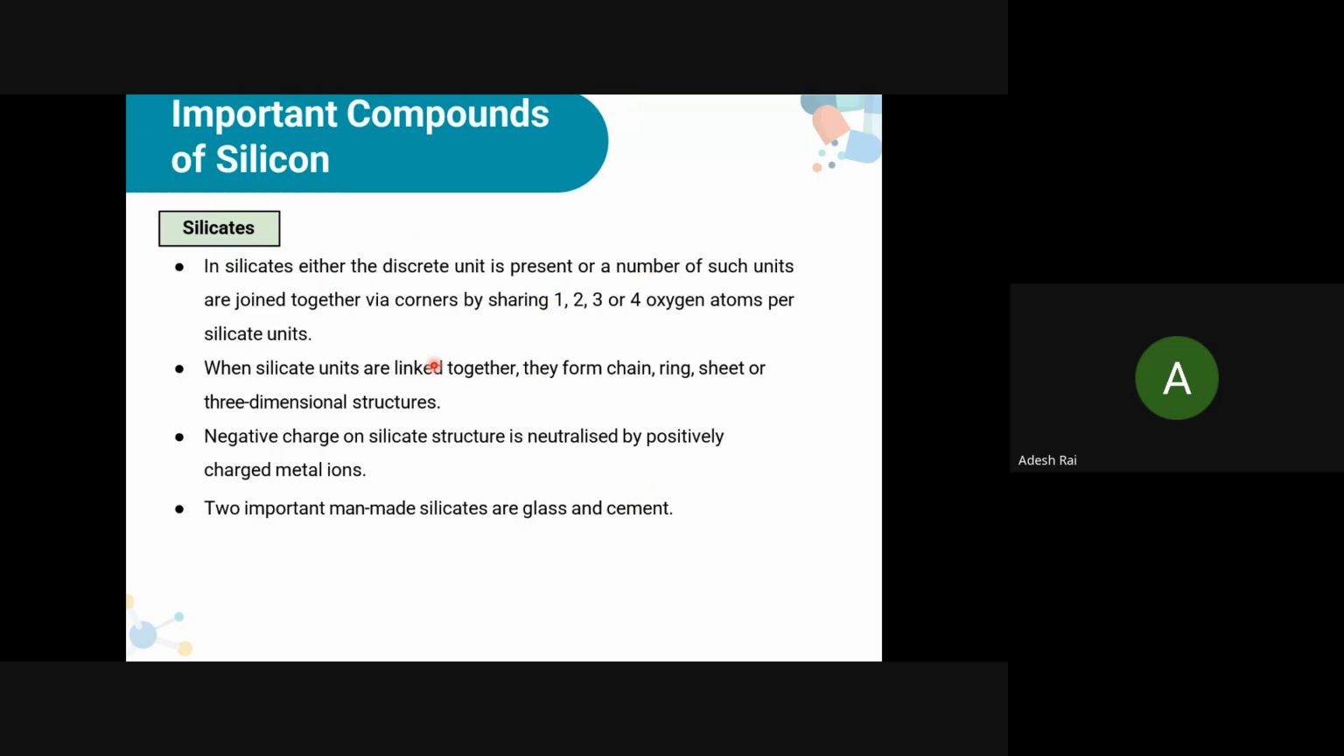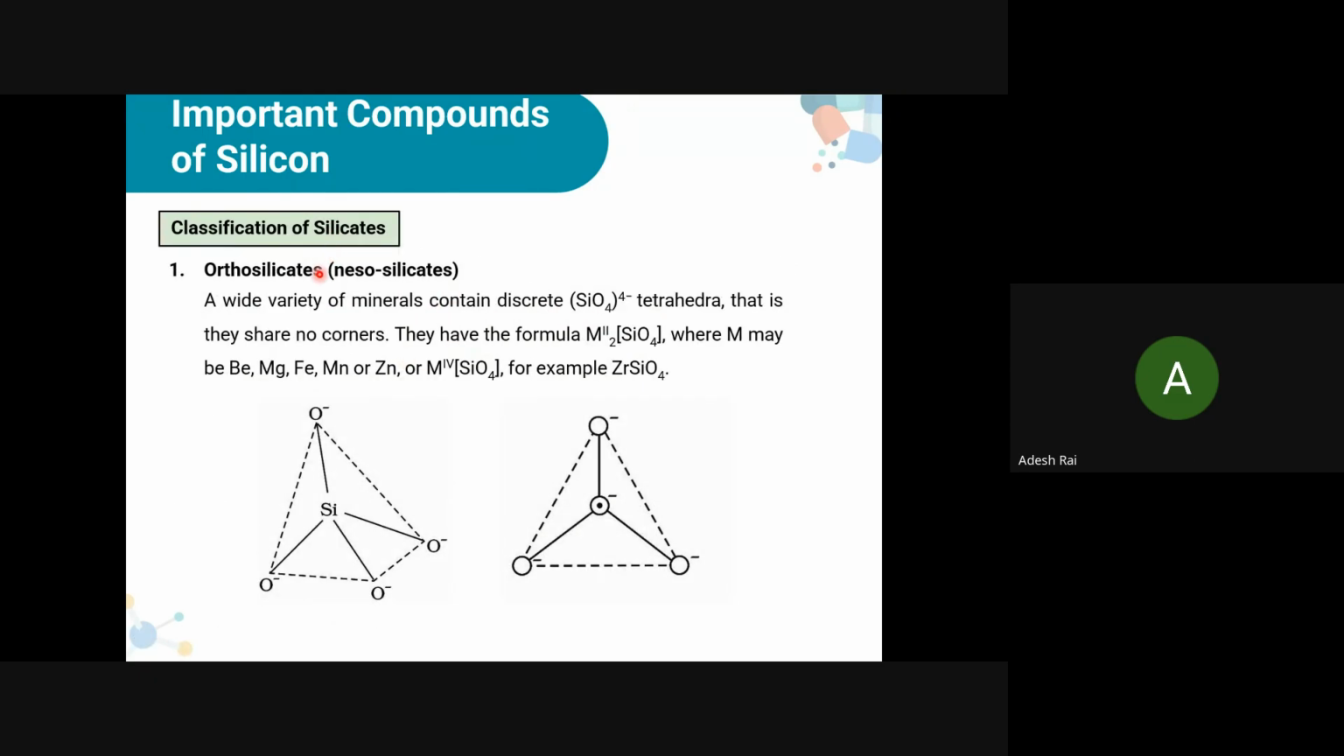Okay, now what are all these points? Eventually, we'll study this. As we move through the silicates topic, we are going to study all whatever these points are mentioned over here. Okay. See, the first silicate is what? Orthosilicate, also called nesosilicate. A wide variety of minerals contain discrete tetrahedra, that is, they share no corners.